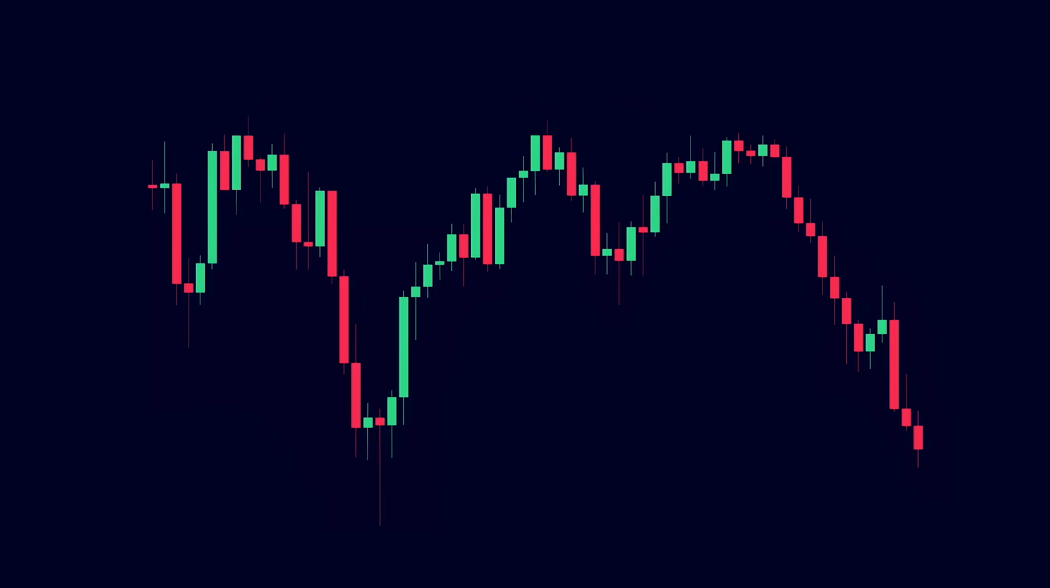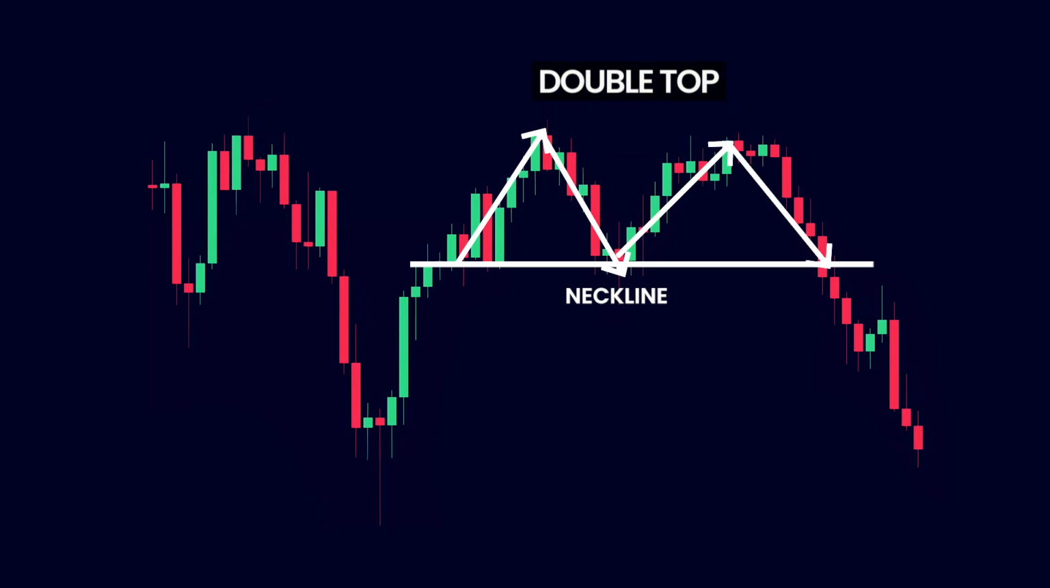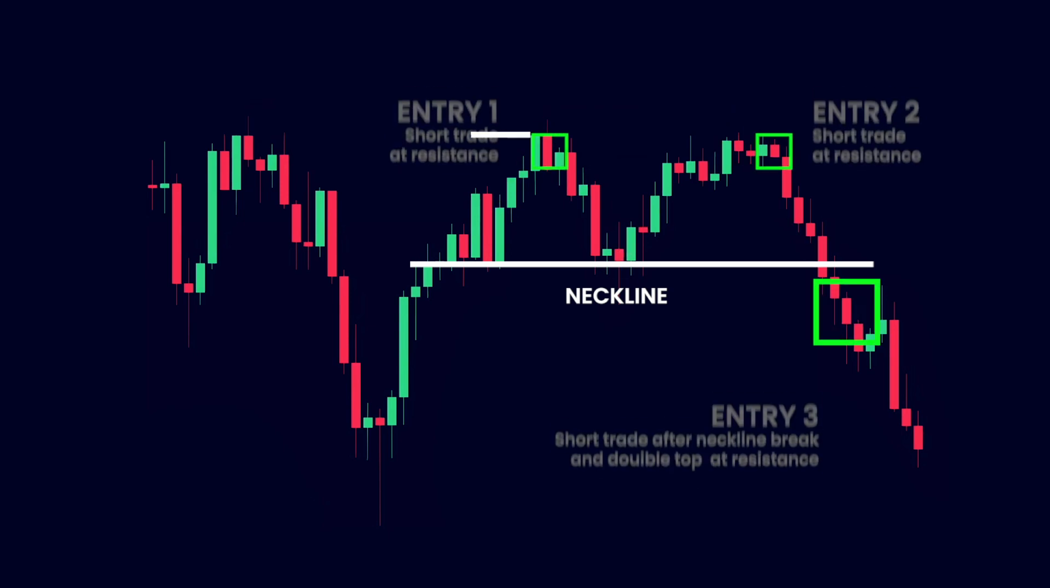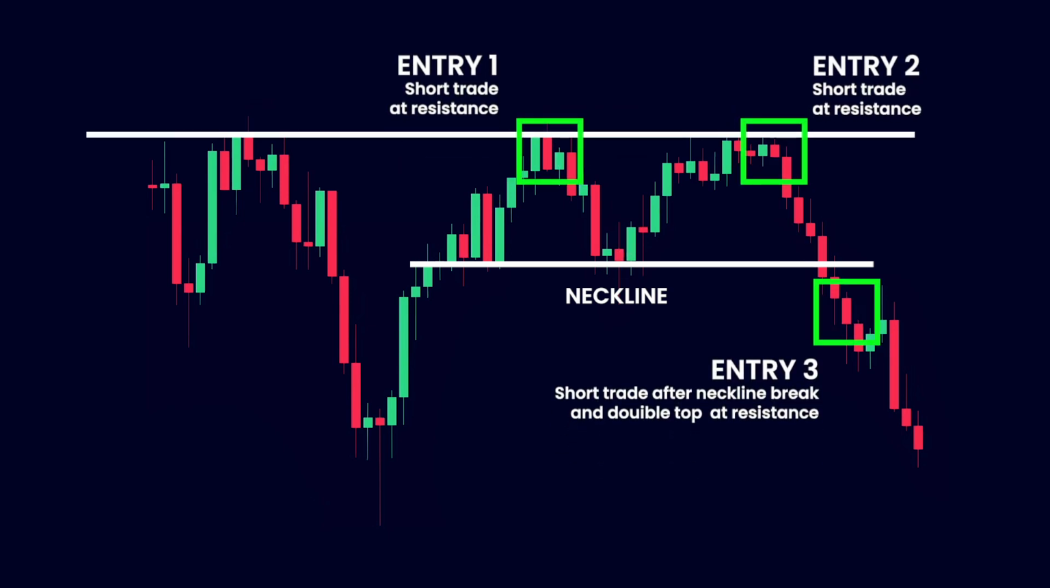This example also highlights multiple trade entry opportunities. Some traders enter short immediately at resistance. Others wait for confirmation from the neckline break. Pattern traders typically wait for the double top to complete before entering. All these approaches are valid. Your choice depends on your trading style.